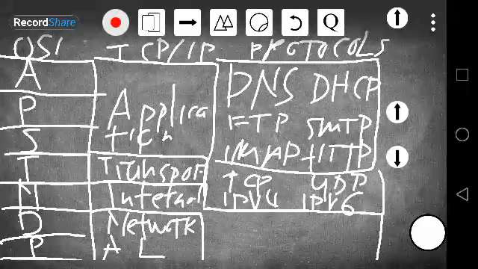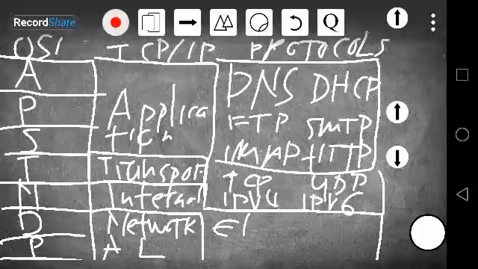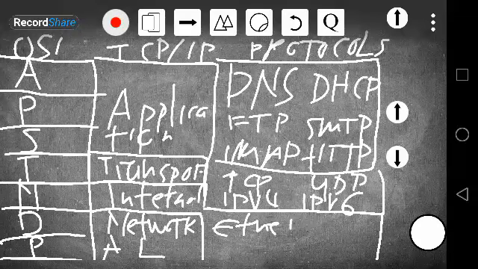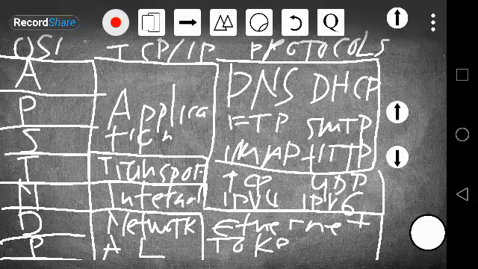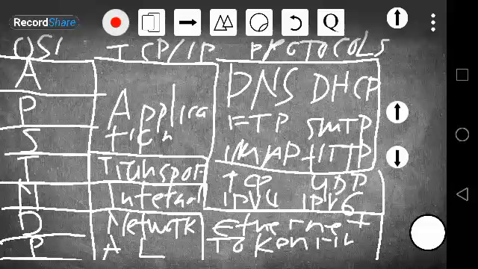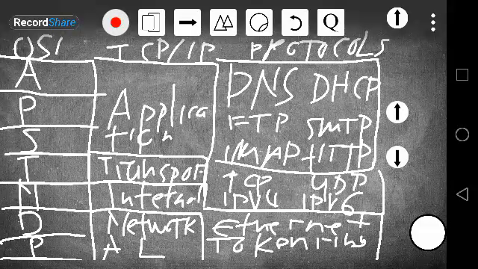Then, the last layer is where we have the Ethernet, the token ring, the ATM and the frame relay. So these are the basic differences between the OSI and TCP/IP.